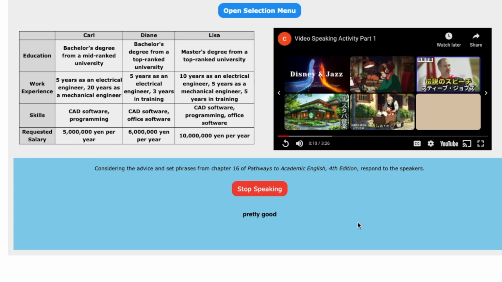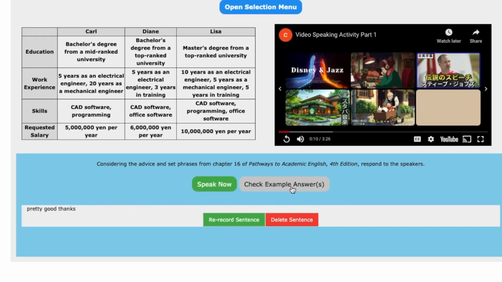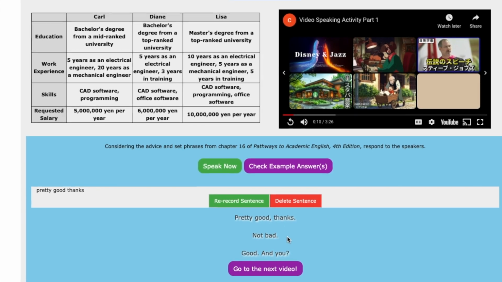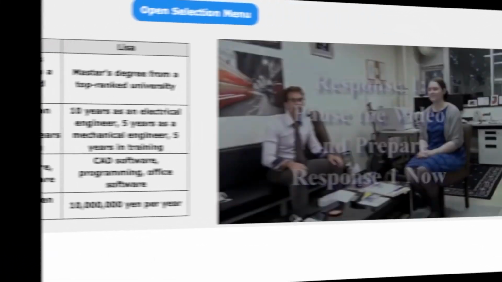Pretty good, thanks. And if I want to re-record my sentence, maybe I had a pronunciation error, I can re-record my sentence, or I can delete my sentence. Anything is okay. But if I'm satisfied with this, I can push the purple button, check example answers. Okay, no problem. I did a pretty good job. Go to the next video.